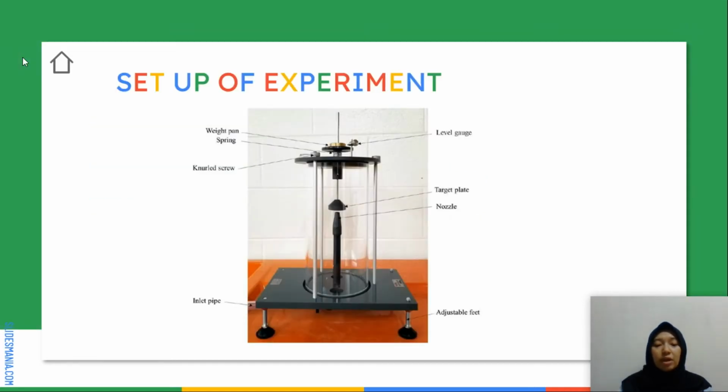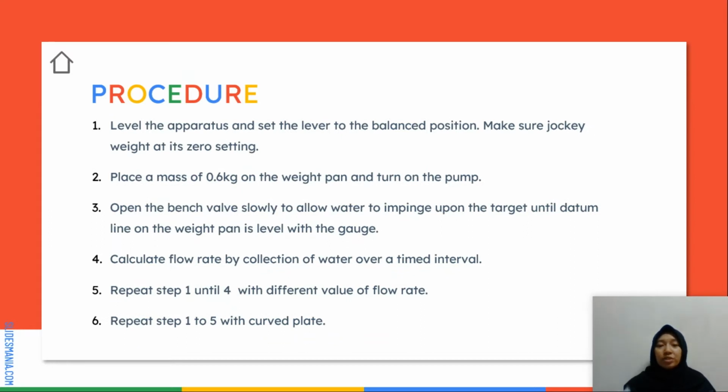This is the setup experiment, which includes the spring, weight band, nut screw, level gauge, target plate, nozzle, inlet pipe, and adjustable feet. Next is procedure.